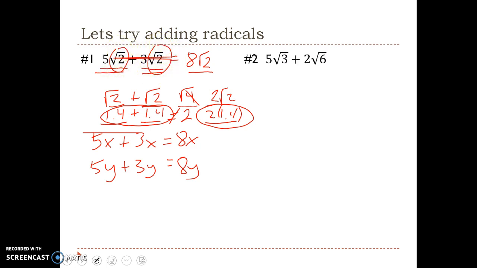Let's see how that applies to number 2. If we're going to add these together, a common mistake would be that people would write this as 7 radical 9. But it is not 7 radical 9. The solution here would just be 5 radical 3 plus 2 radical 6, because we can't add those together, because the radical 3 and the radical 6 are not the same. And so we would just have to leave it the way that it is.